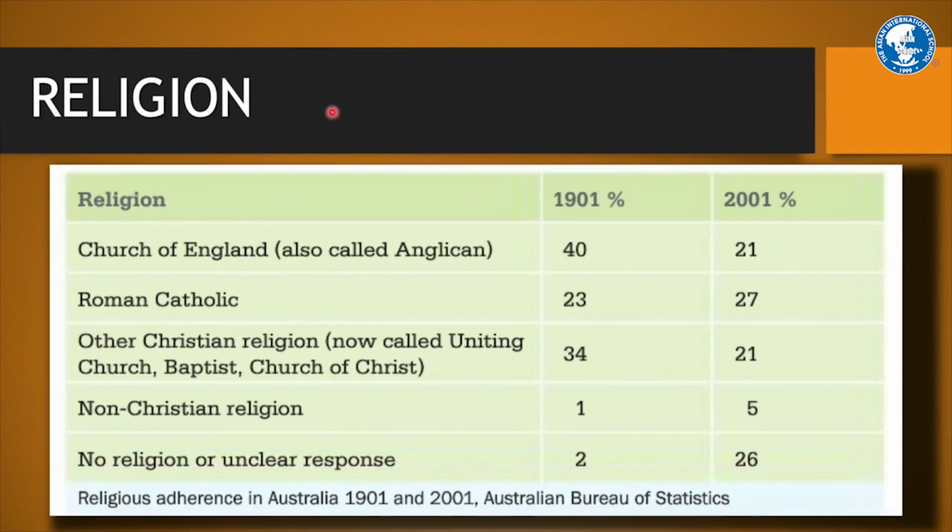Now let's have religion. So what was the most popular religion in the 1900s in Australia? As you can see, that's Church of England, also called Anglican. That's 40% of the population, followed by other Christian religions, now called Uniting Church or Baptist or Church of Christ. And only 1% followed non-Christian religions.